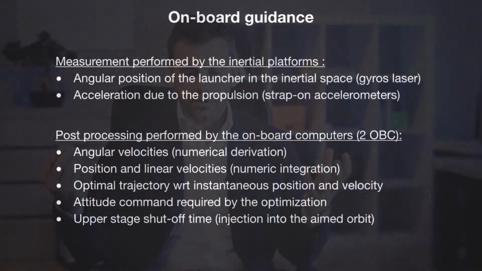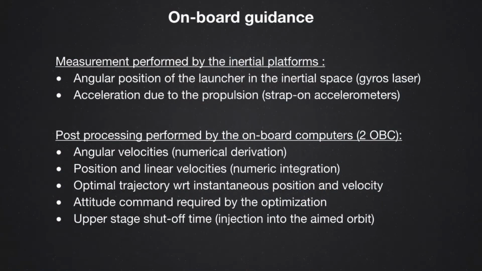What happens is that the 2 onboard computers, from the angular position, can derive the angular velocity simply by derivation in time. And if you have the linear acceleration with the accelerometers, you can integrate in time and you get the velocities and the position. So with this information, you know where you are and what is going to be your attitude, so your angles. Basically, this is all the brains of the launcher.